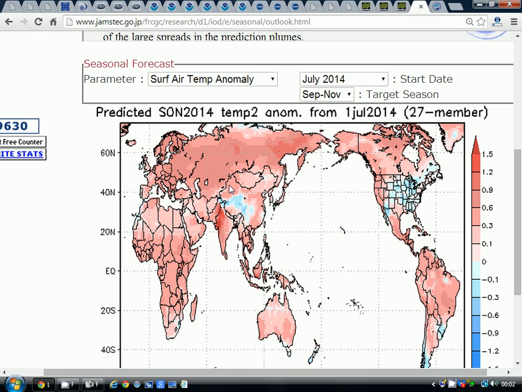Finally, having a look at the Jamstech IOD. We're at the end now, so if you've been struggling to get through it, I've been going on for quite a long time, I know. We're at the end now.